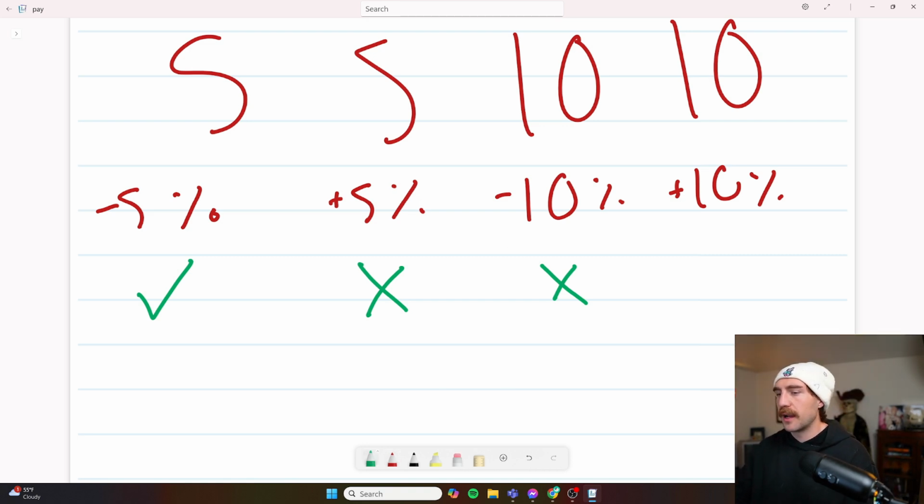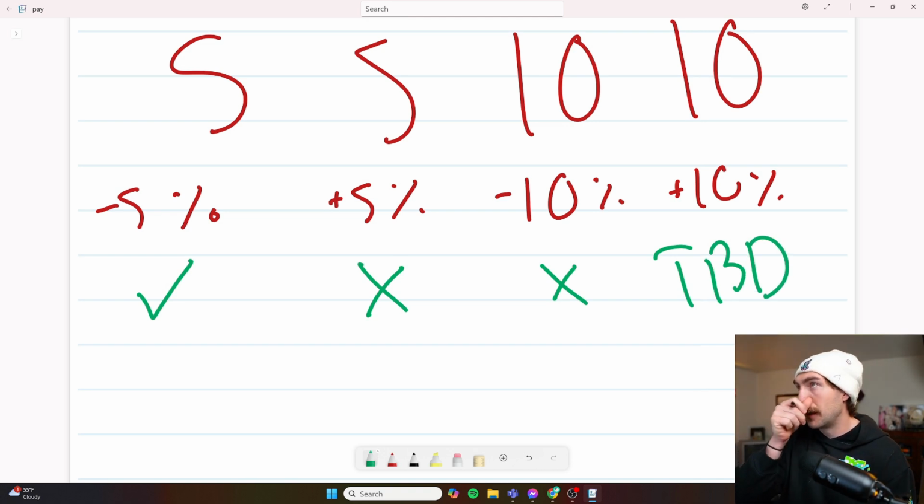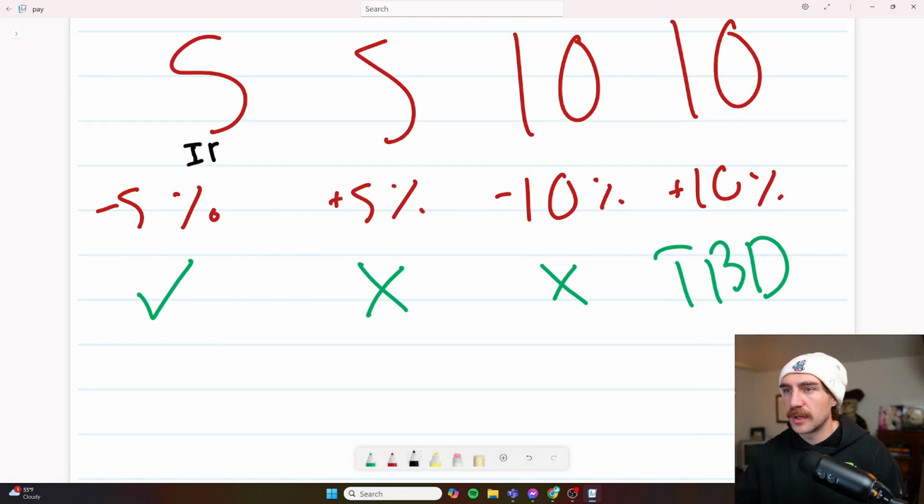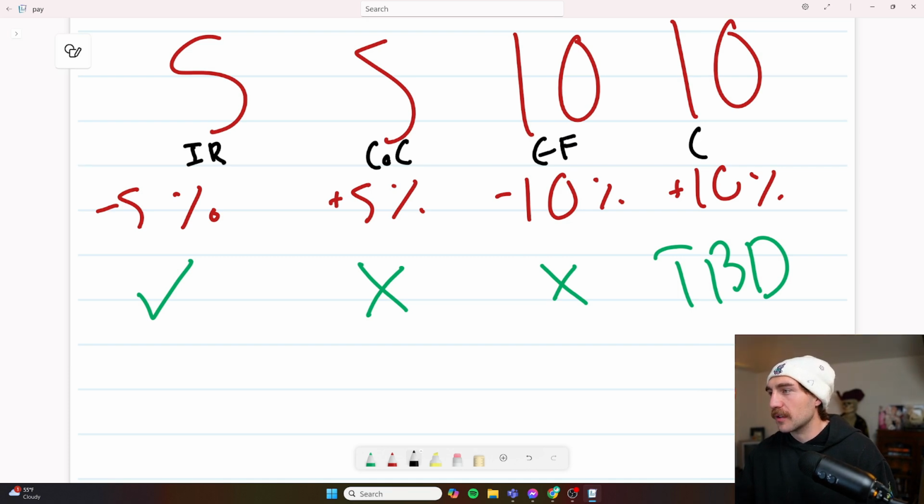And did we get that? Well, we will see. This is TBD. We'll get back to that. So just to recap what I said there, this is your interest rate. This is your cash on cash. This is your entry fee. And then this is your instant equity. All right, that's my rule.